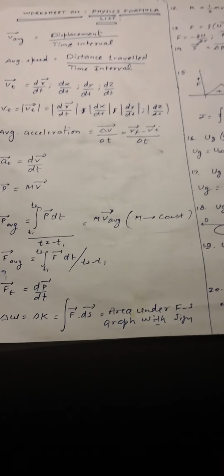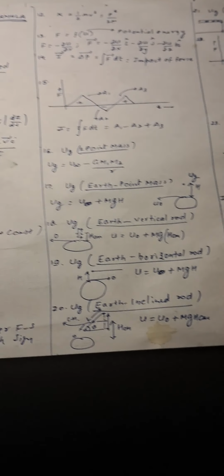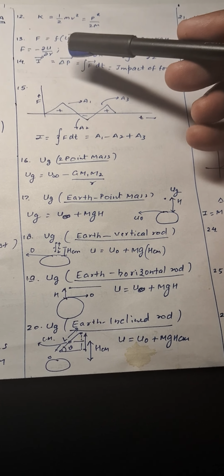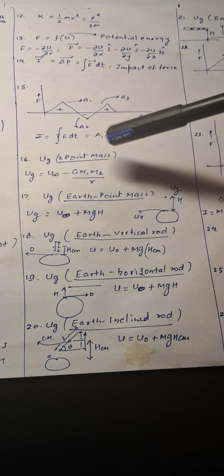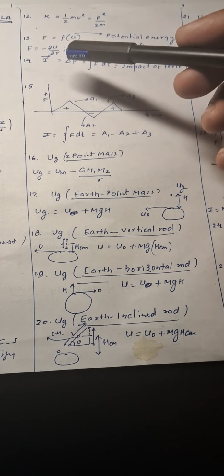So these are the simple facts based on the chapters. Let's continue further. Then we have kinetic energy. Kinetic energy is half mv square or p square by 2m. So these are the basic terms related to mostly the chapters of mechanics.